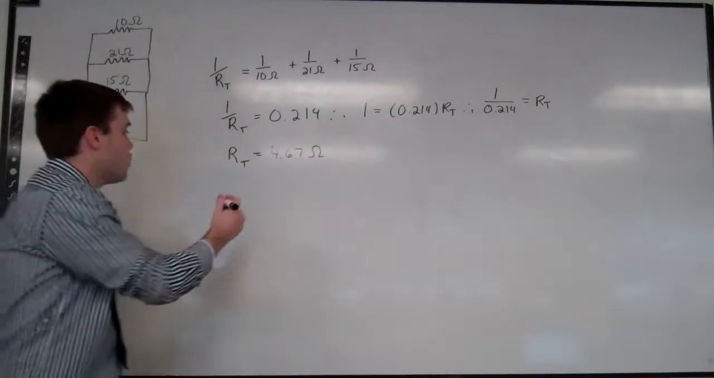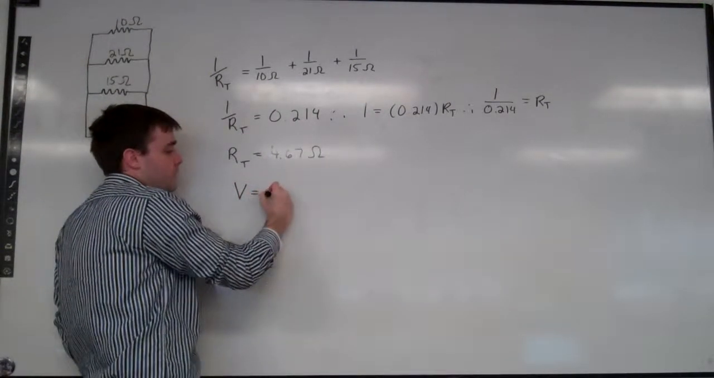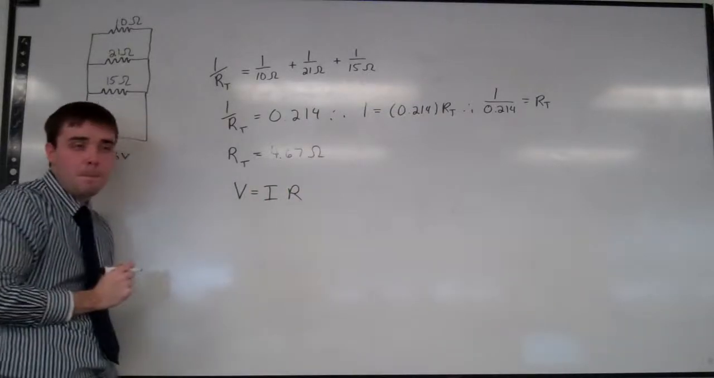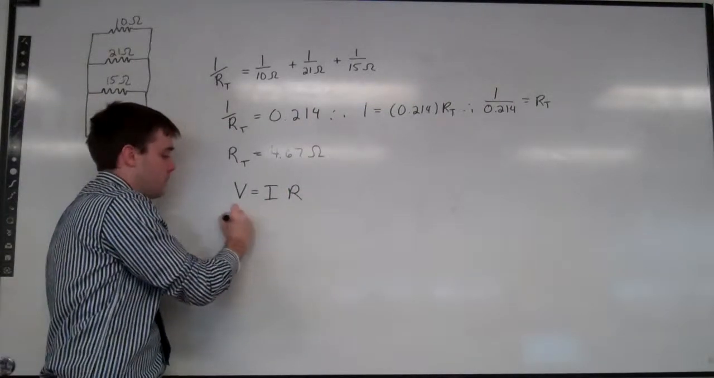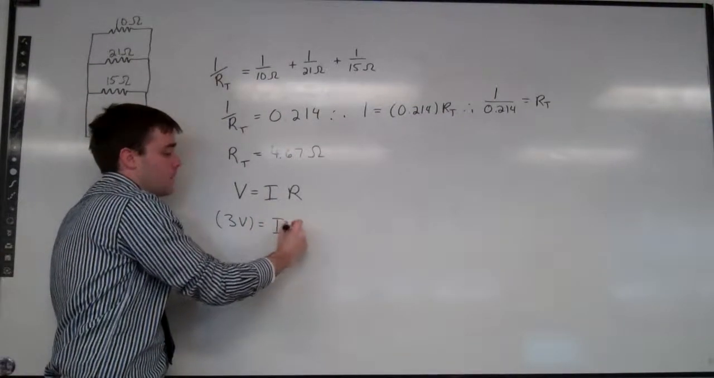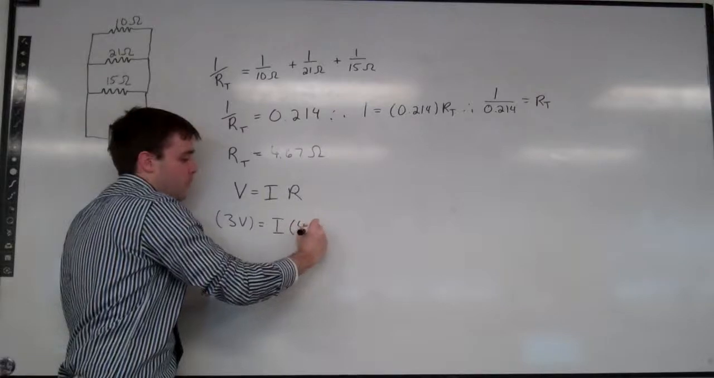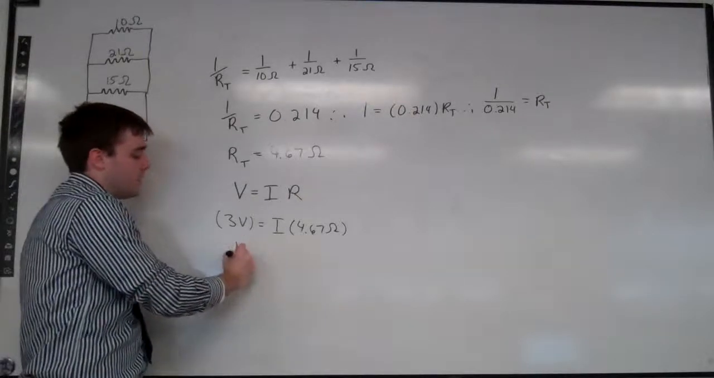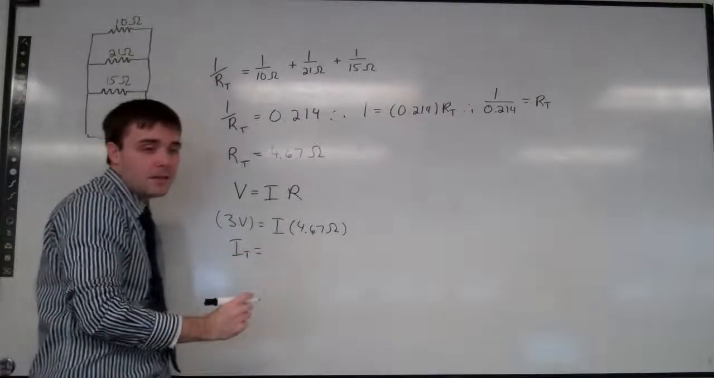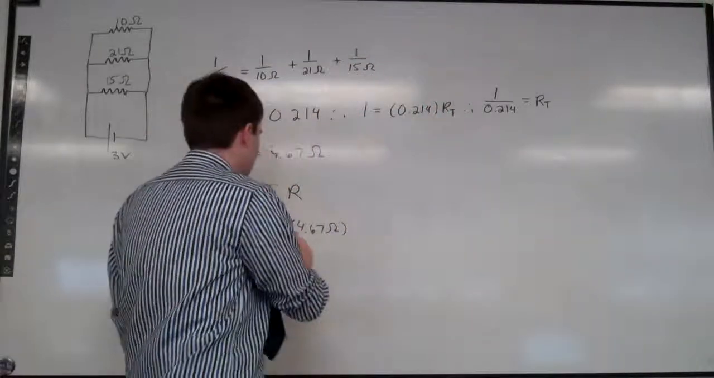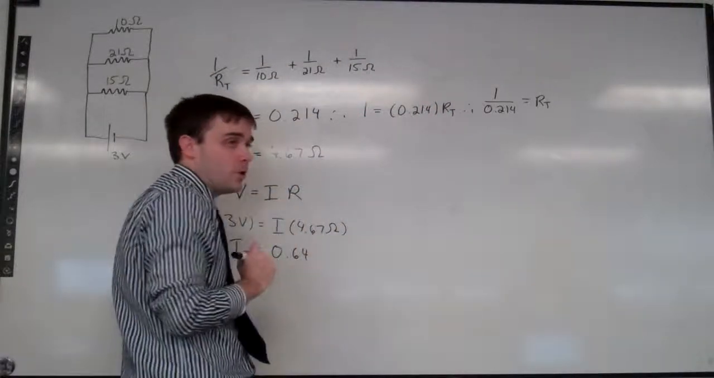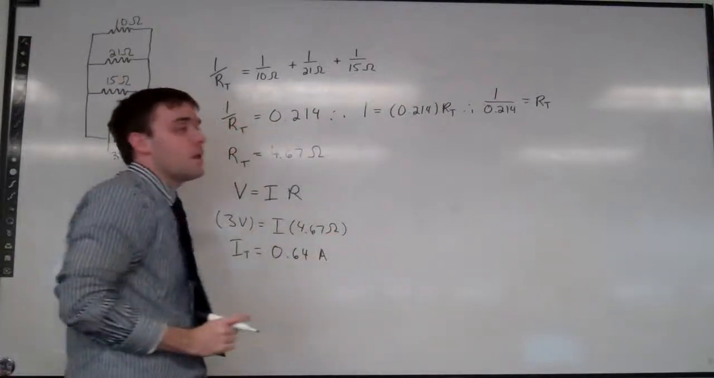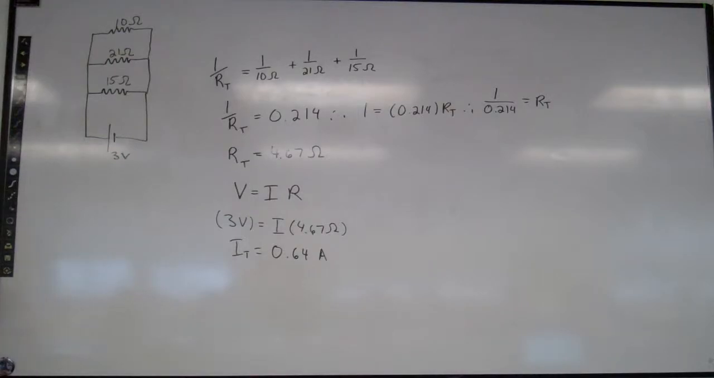Yes, sir. Okay, what we're going to do now is V equals IR to find the current. What's our voltage going to be? 3 volts. Current is I, and our resistance is whatever the total resistance was, so 4.67. So divide that out, we get the total current in the circuit, I'll just call that IT, equal to 0.64. What's the unit for current? Amps, so A. Any questions on that one? On to the next.